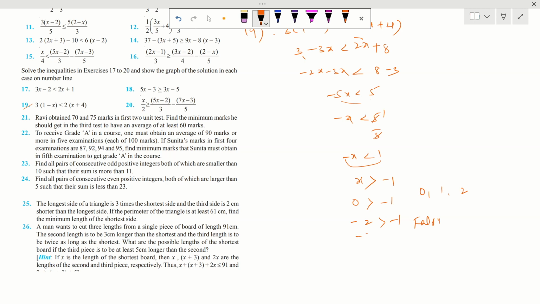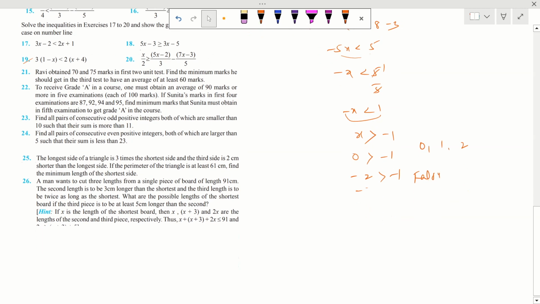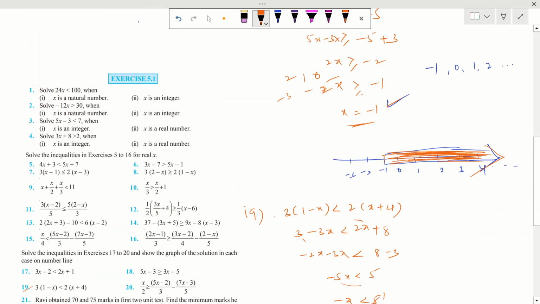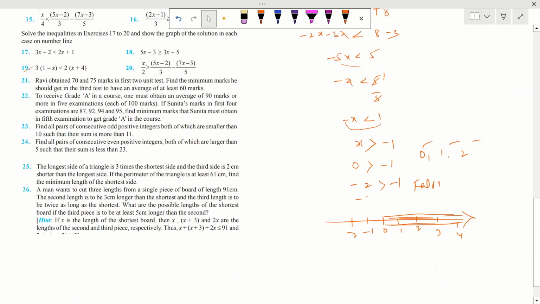Therefore we can write from the 0, right? From the 0, the solution of the set is here: 0, 1, 2, 3. So from the 0, the solution of the set we can write like this. In the previous problem we were having from the minus 1, right? In this case from the 0 we are having.